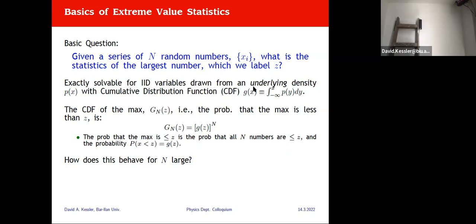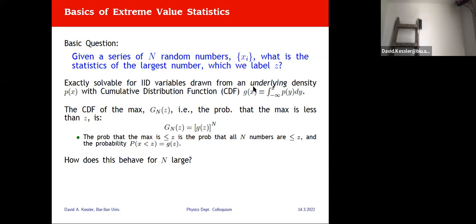It is the probability that the max of the numbers is less than z. If the max is less than z, then all the numbers had to be less than z, because if any number was bigger than z, z wouldn't be the max. Since the probability that any given number is less than z is small g of z, and all n numbers have to satisfy that, it's just g of z to the nth power. End of story. We have solved the problem completely. We can all go home.